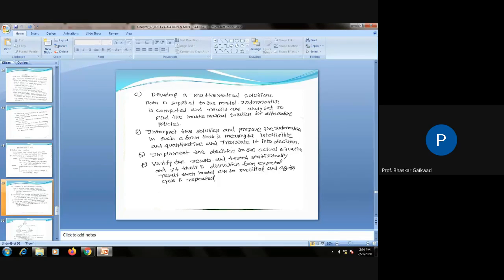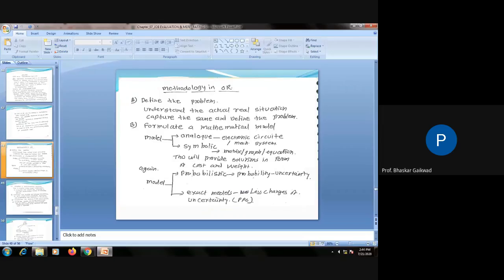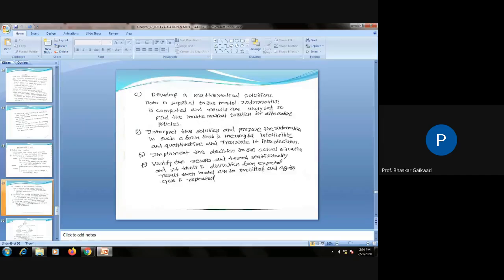Okay. So once again we go: define the problem, formulate the mathematical model, develop mathematical solution, interpret the data, find out the alternative, then install the best alternative, verify that installed activity statistically and measure the deviations from the expected result. If possible, you can modify and again the cycle is repeated. So this is the methodology of our ORs.